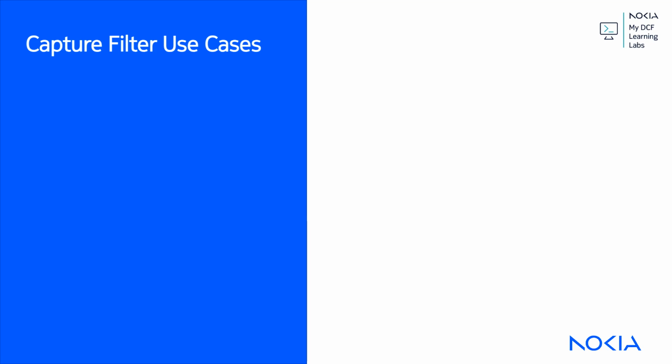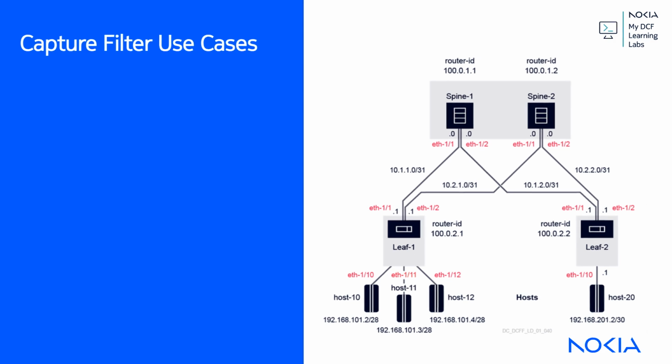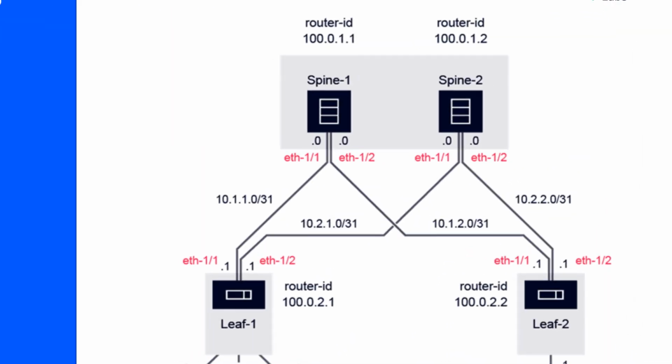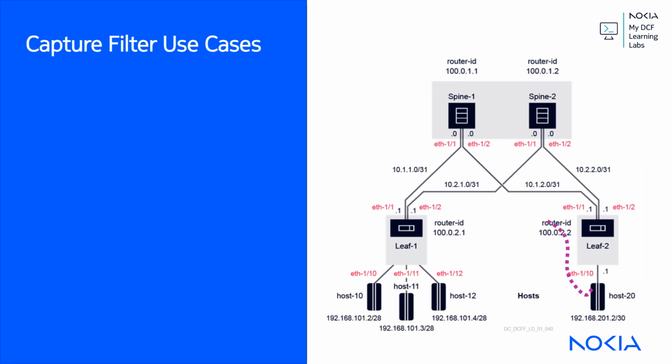We will now see methods for implementing a capture filter in the Nokia MyLearning Lab platform. The lab topology consists of a leaf and spine data center with two leaf routers connected to two spine routers. The network is already configured so that hosts connected to leaf 1 and leaf 2 can communicate with each other. BGP is used as the underlay routing protocol.